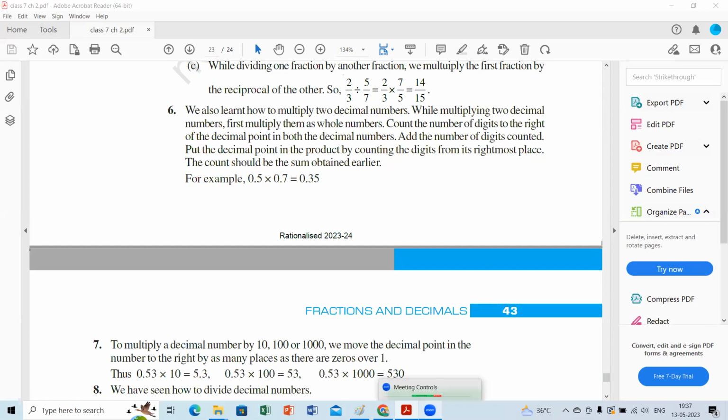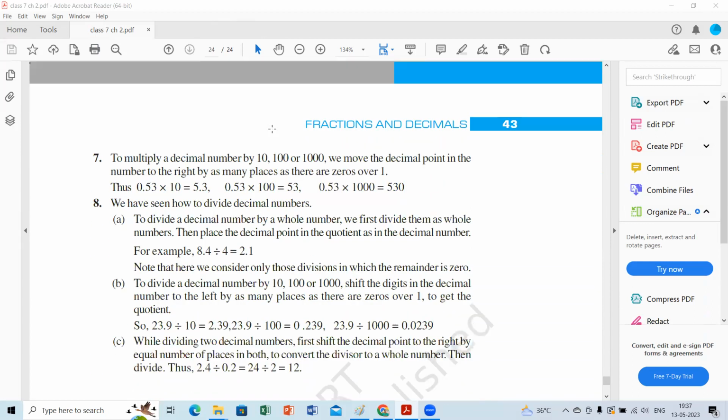We also learned how to multiply two decimal numbers. While multiplying two decimal numbers, first multiply them as whole numbers. Count the number of digits to the right of the decimal point in both of the decimal numbers. Then put the decimal point in the product by counting that many digits from its rightmost place. The count should be the sum obtained earlier. For example, 0.5 into 0.7 equals 0.35. Good. Can you please continue with the seventh point also?